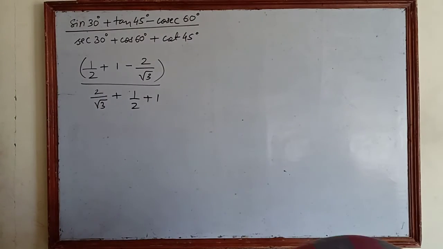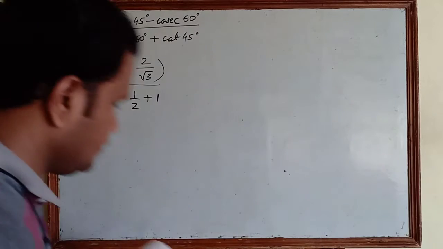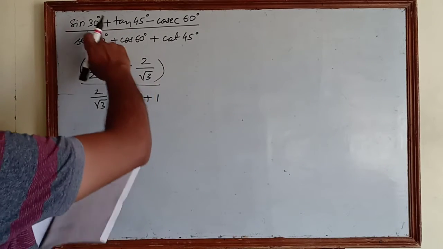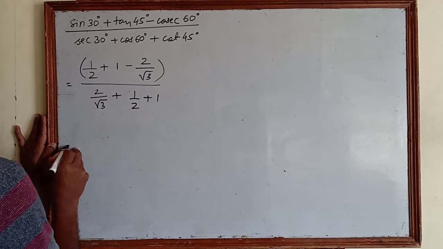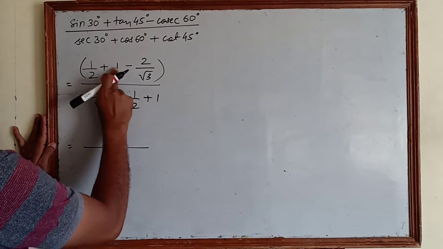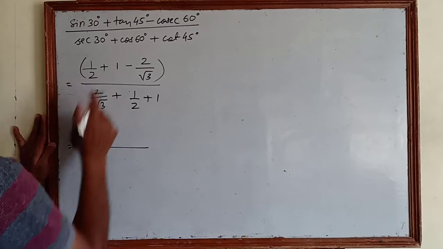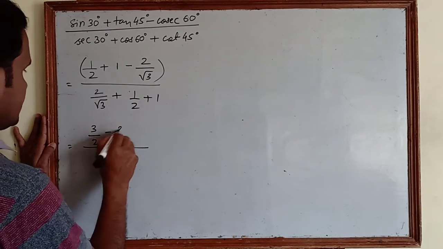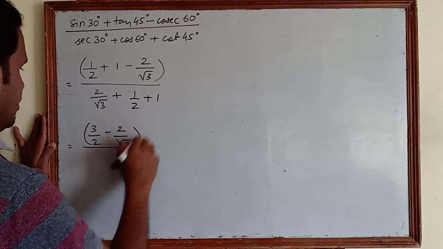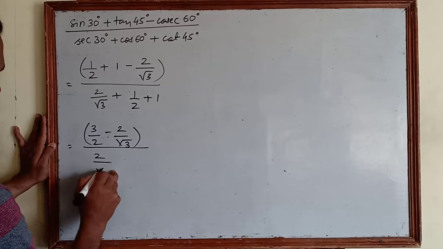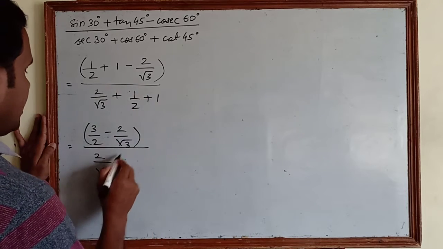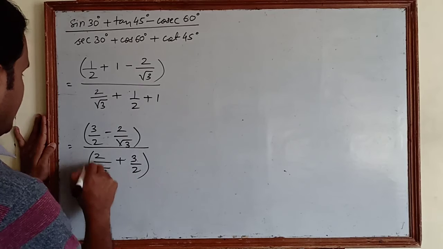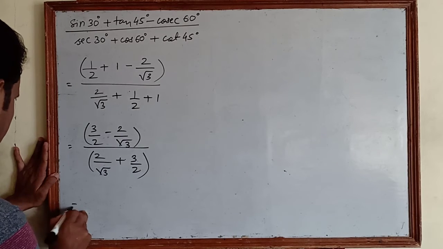Okay, so sin 30, yes, the question is correct. Okay, now we will further proceed. Here 1 by 2 plus 1 is 3 by 2, so the answer of these two terms is 3 by 2 minus 2 by root 3. Okay, now 2 by root 3, answer of these two, 3 by 2, 3 by 2. Then cross multiply.